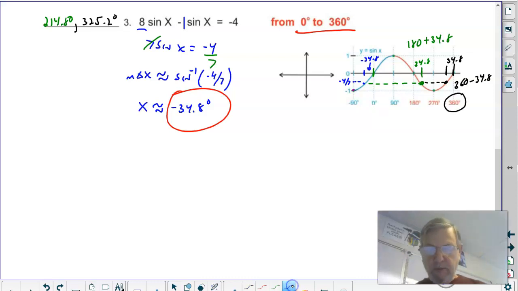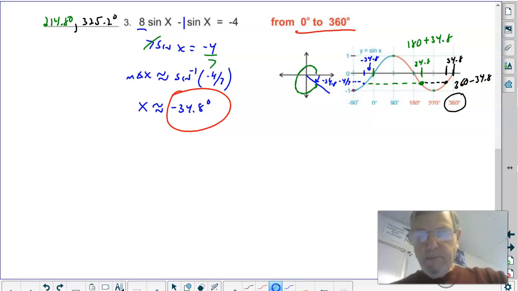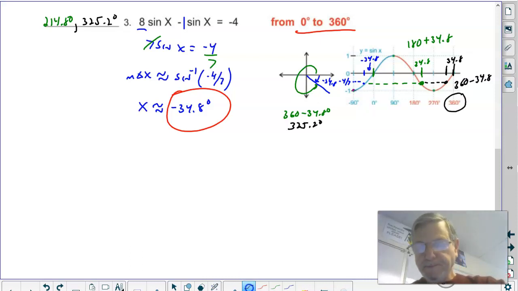So let me show you the radial view. So a -34.8 is in here, right? -34.8. And notice the positive is simply 360 minus that 34.8. Should have done that one in black, because that is the 325.2 degree angle, right? Okay, so how do you get the second one when you're doing the radial view?